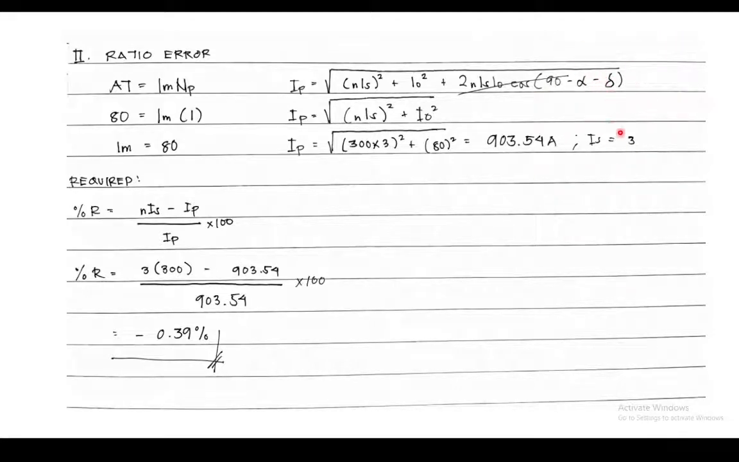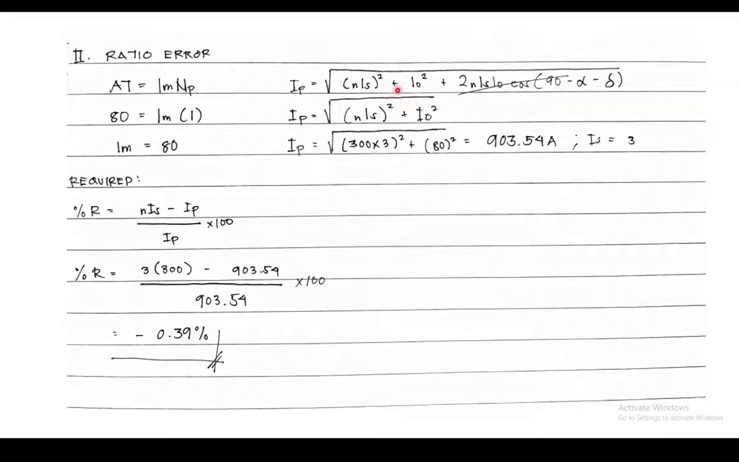with the angle of 90 minus alpha minus delta. Hindi pala, wait lang, mali pala. So, sorry, ulit natin. Yung formula is IP is equals to square root of NIS squared plus I naught squared plus 2 NIS times I naught cosine angle 90 minus delta minus alpha.